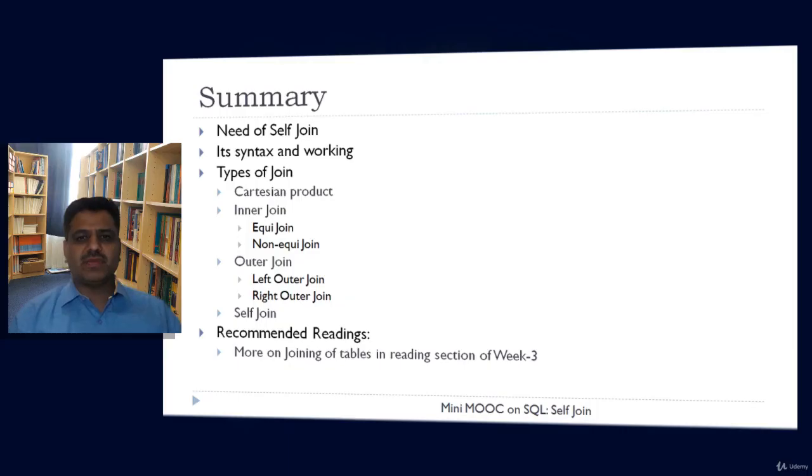Let's summarize the concept we have learned in this session. In this session, we have learned about self-join, its working, and its demonstration. With this, we have completed all types of join, which include Cartesian product, inner join, its types, equi and non-equi join, outer join, and its types, left and right outer join, and self-join.